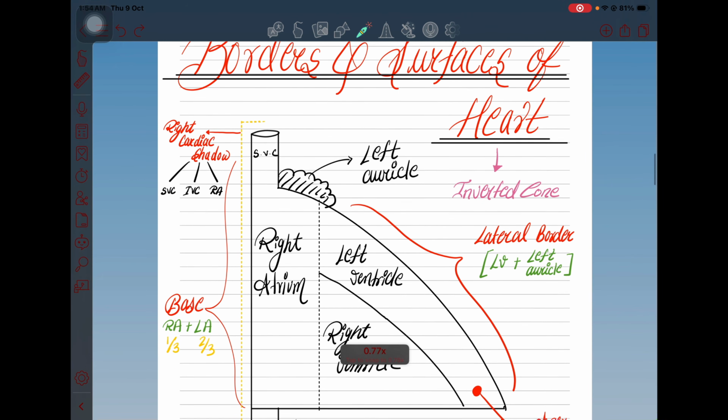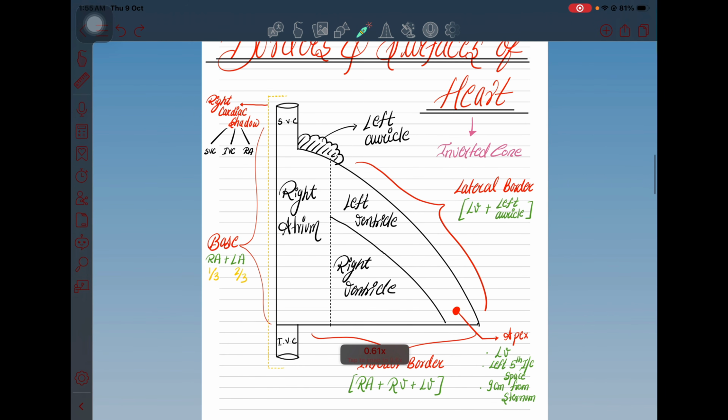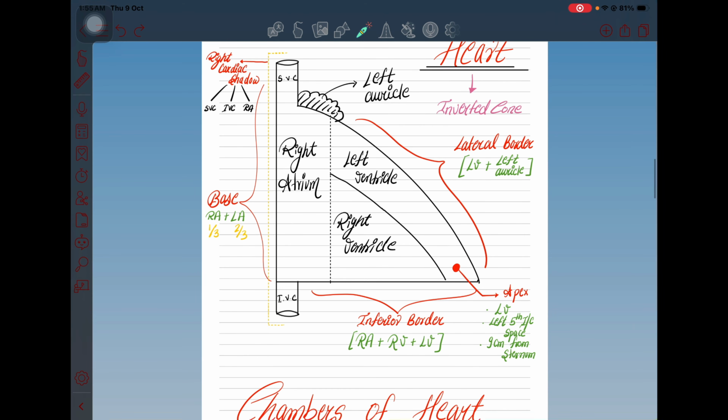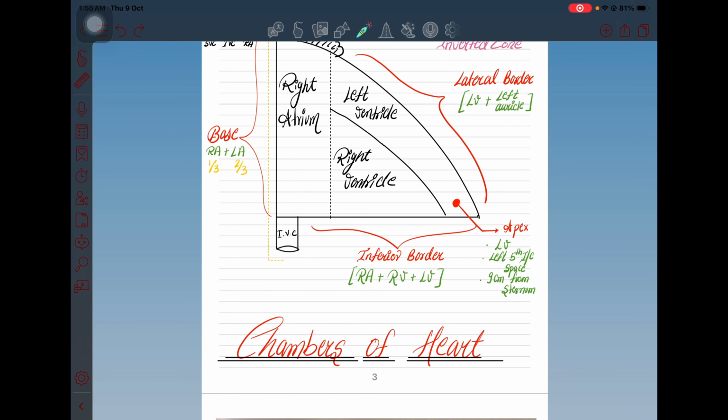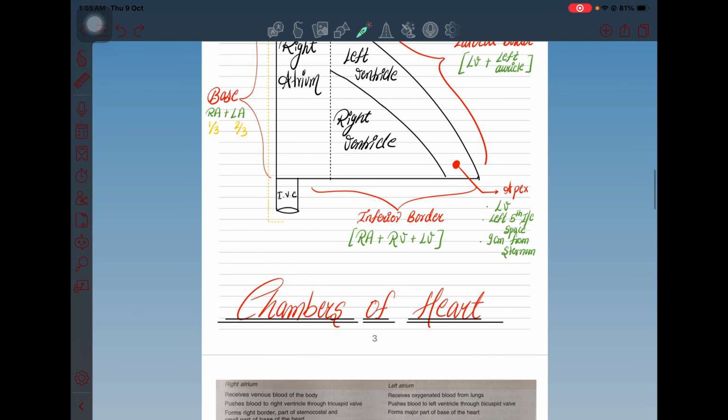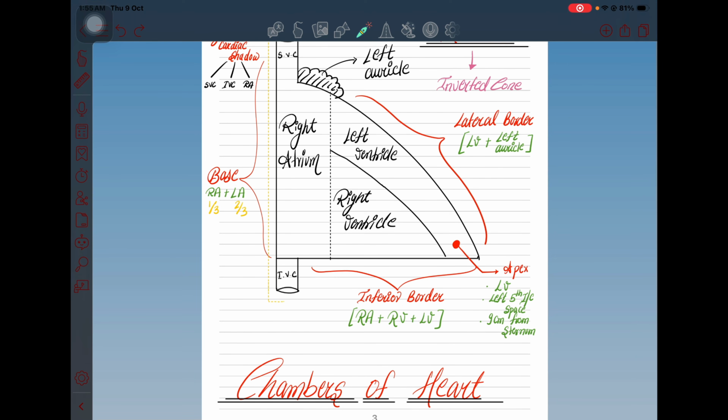Next, we have the borders and surfaces of the heart. We know that the heart is in the shape of an inverted cone. If we tilt this cone, we have the inferior border, the base, and the lateral border. So one by one, we'll go over it. First, we will see the inferior border. The inferior border consists of the right atrium, right ventricle, and left ventricle. The lateral border is made up of the left ventricle plus the left auricle.